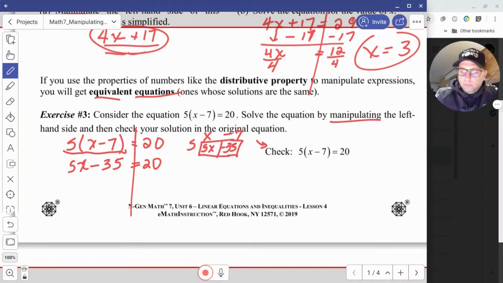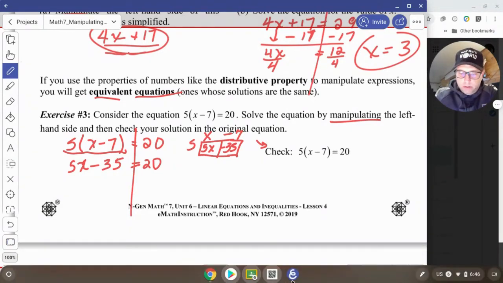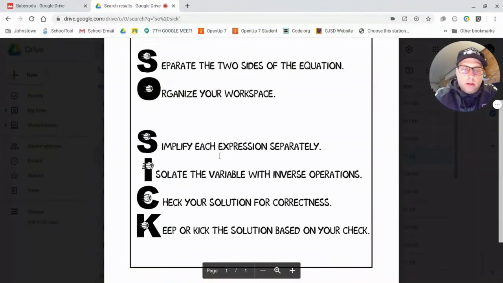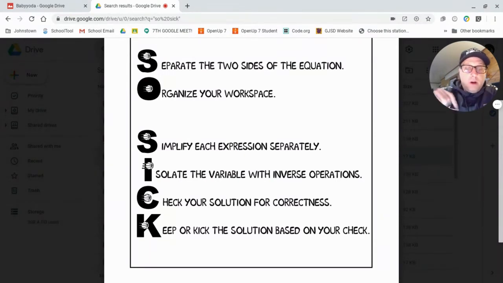Let me pop over here just to remind you. Separate, organize. Now I'm into the sick part. I simplified each expression separately. Next, I need to isolate the variable. I need to find the letter, but I need to get it by itself. I have to go carefully and strategically, and I'm going to use inverse, opposite operations.